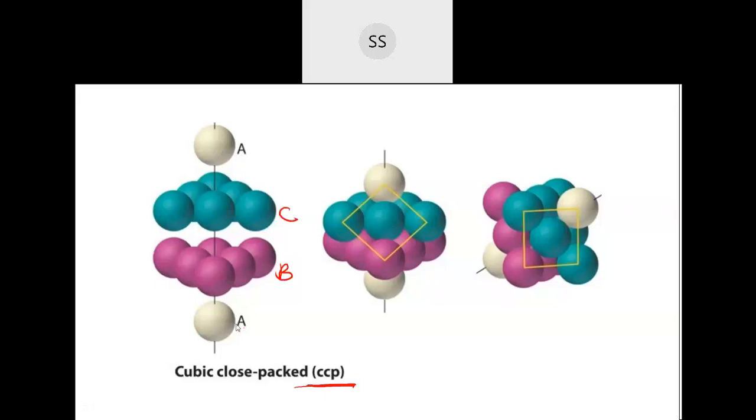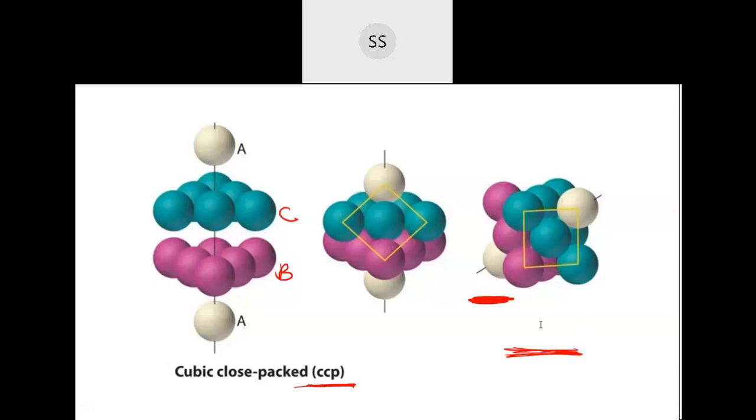Okay, A, B, C and A, B, C kind of arrangement gets repeated. If you tilt that, and then see, it will look like a cube. You can see here, this is the third picture I've shown. So if you tilt it and keep, it will look like that cubic unit cell. So it is called CCP, and it is similar to FCC also.